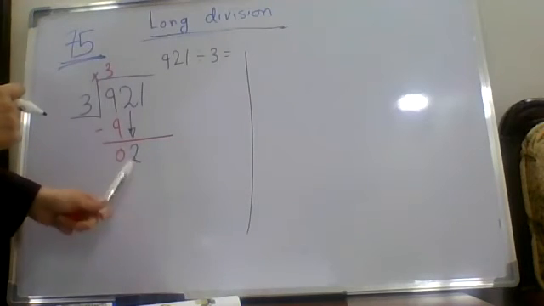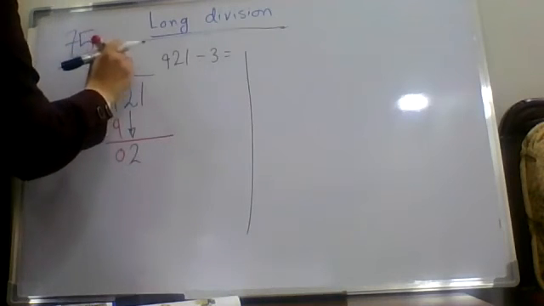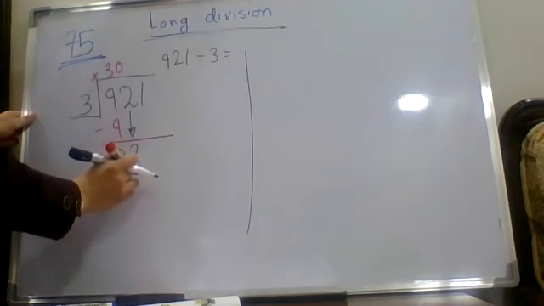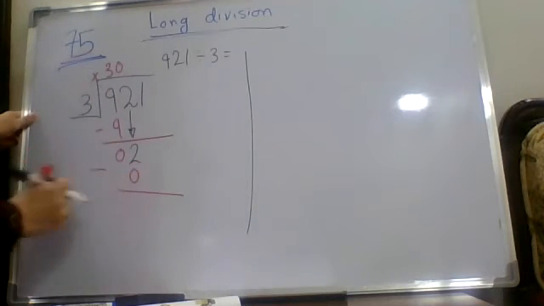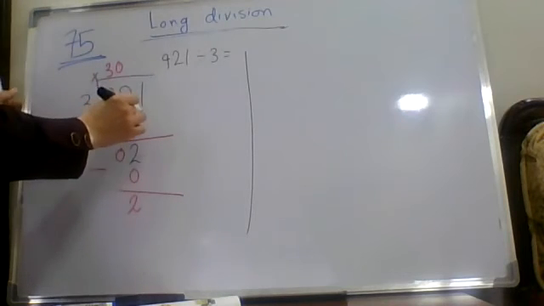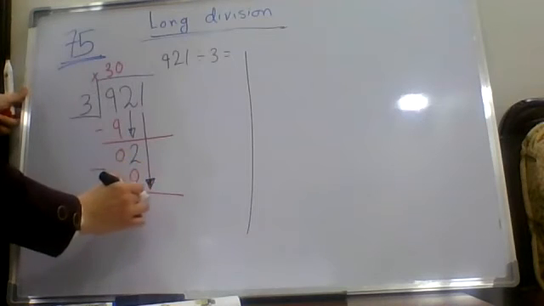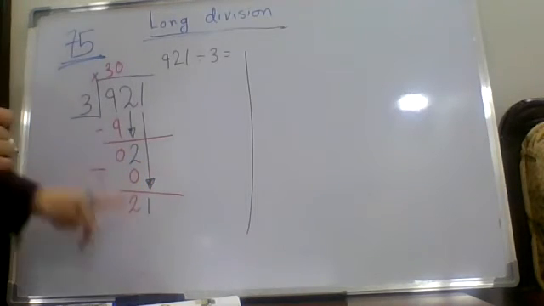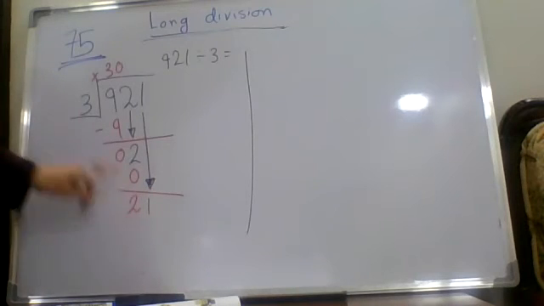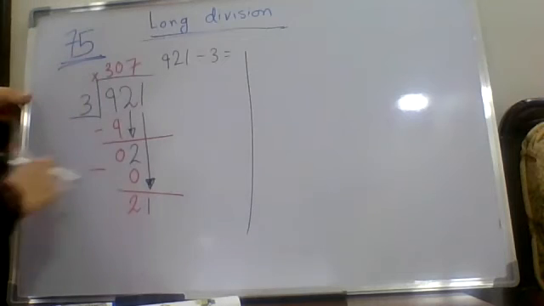How many 3 is inside this 2? We have 0, right? I have 0 3s. 0 times 3 equals 0. Subtract them, and the 2 is going down. Now we have to put this number down, which is 1. Okay, 21. Can I find 21 on the times table of 3? 21 or less? Yes, I can find it with 7. So 7 times 3 equal 21.